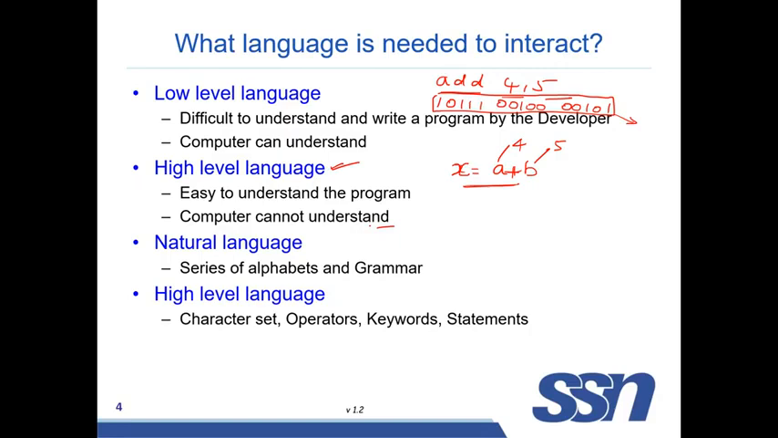Like a natural language, for example, if I want to learn Telugu, I need to know the series of alphabets used in that language, and also of course the grammar involved in order to make a meaningful statement in that language. Similarly, in order for me to understand high level language and to write a program, I need to study or understand the character set, operators, keywords, statements.